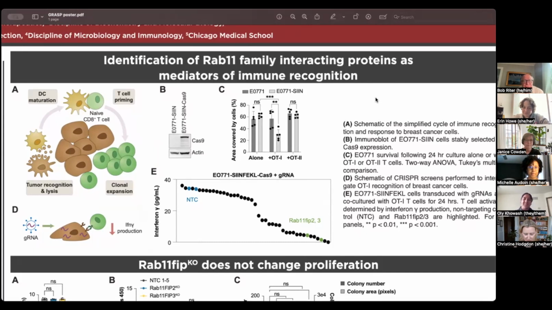I gave you a little bit of a sneak peek of that when I went over the abstract, but you can see that we found that family interacting protein 2 and 3 are going to be ones where we're seeing a much larger change in immune recognition.